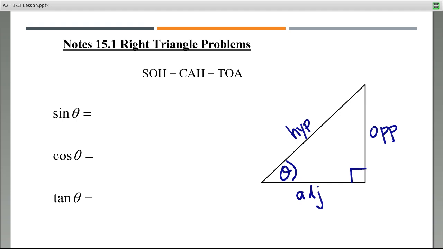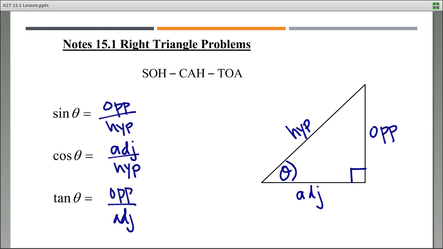So SOHCAHTOA, what does it stand for? SOH stands for sine of theta is equal to the opposite side over the hypotenuse side. And CAH stands for cosine of theta is equal to adjacent over hypotenuse. And tangent, or TOA, is tangent of theta is equal to the opposite side over the adjacent side. All right, easy peasy lemon squeezy, right? Today's an easy lesson. All right, so let's do an example.